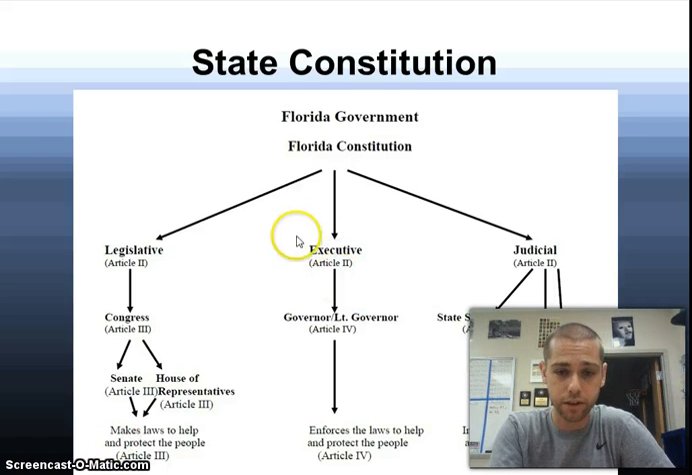They also have an executive department, just like our federal government. And instead of the president being the executive leader, it's the governor. Their job is to enforce the laws the same way the president of the United States does. And our third branch of the Florida Constitution and our state government is the judicial branch, which includes a state Supreme Court, a state circuit court, and a state county court. You can see that the Florida government really mirrors the federal government in almost every single way.